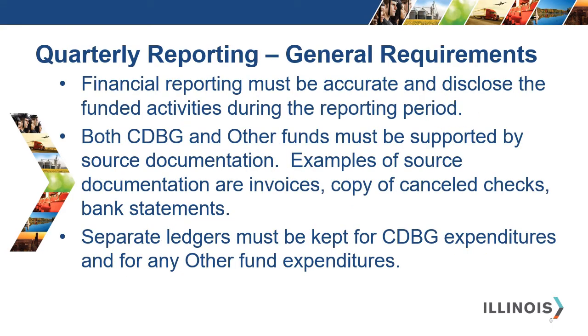The information you provide on the financial report must be accurate and include all the funds requested during the reporting period. The information in your accounting records must be supported by source documentation. Source documentation can include canceled checks, bank statements, invoices, approved pay estimates, or contract invoices. Remember, you must provide documentation to verify both the expense and the payment of the expense. A ledger for your CDBG funds, as well as one for any other funds, must be kept.